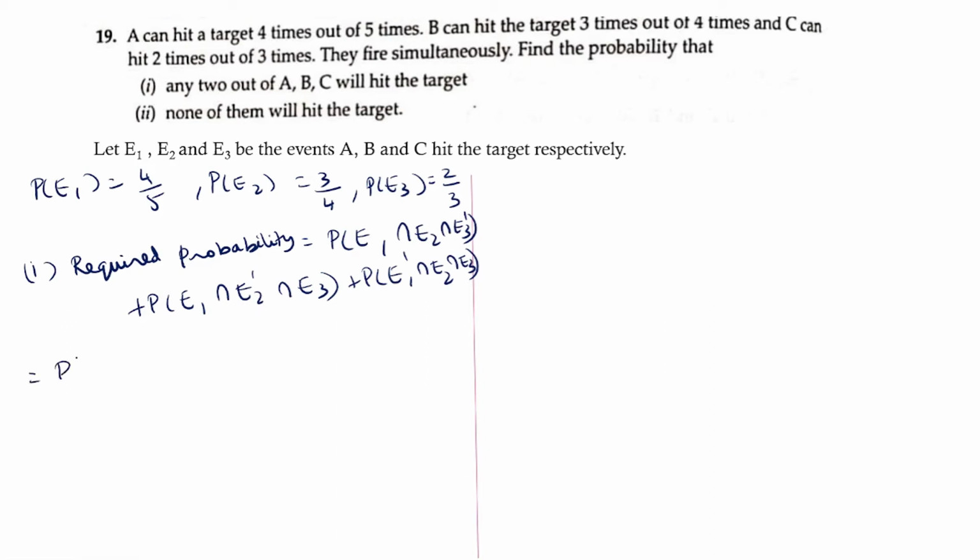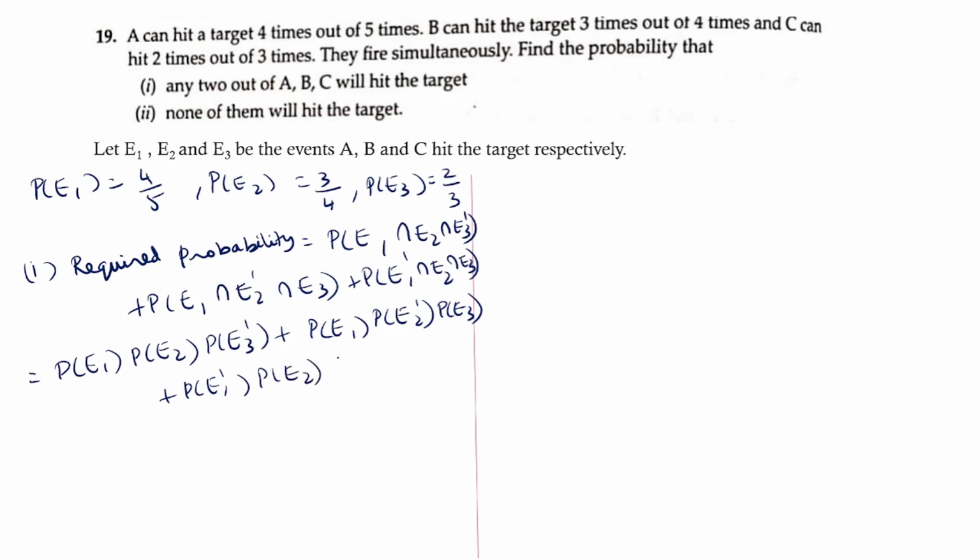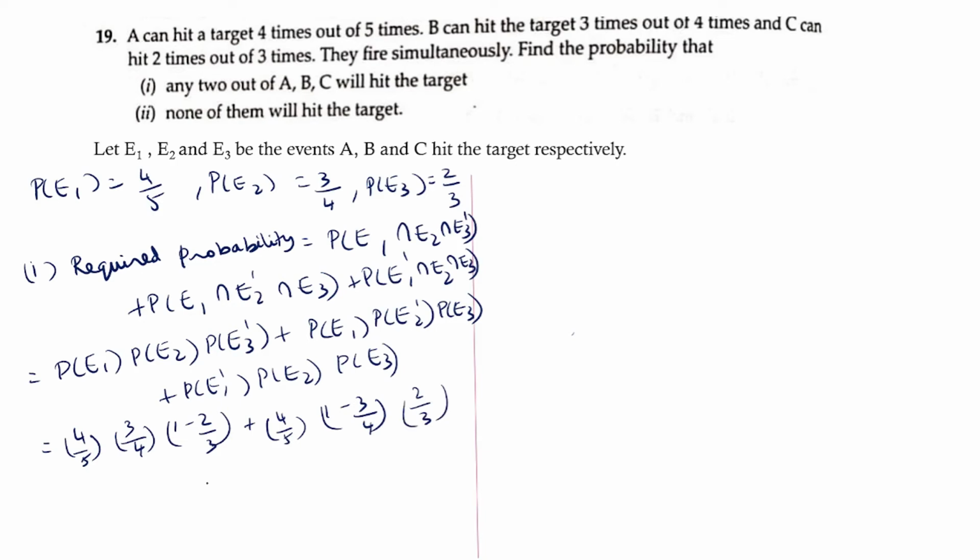So this is equal to probability of E1 into probability of E2 into probability of E3 complement, since all these events are independent, plus probability of E1 into probability of E2 complement into probability of E3 plus probability of E1 complement into probability of E2 into probability of E3. So this is equal to 4 by 5 into 3 by 4 into probability of E3 complement, which is 1 minus 2 by 3, plus 4 by 5 into 1 minus 3 by 4 into 2 by 3 plus 1 minus 4 by 5 into 3 by 4 into 2 by 3. So, the required probability, let me continue here.